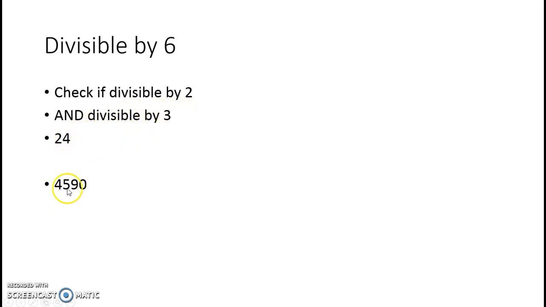Let's take a look at this example now. 4,590. Well, we see that it's divisible by 2 because it ends in a 0. But it's also divisible by 3 because 4 plus 5 is 9, 9 plus 9 is 18, and 18 is indeed divisible by 3. So this number is actually divisible by 6, and we did it pretty quickly.